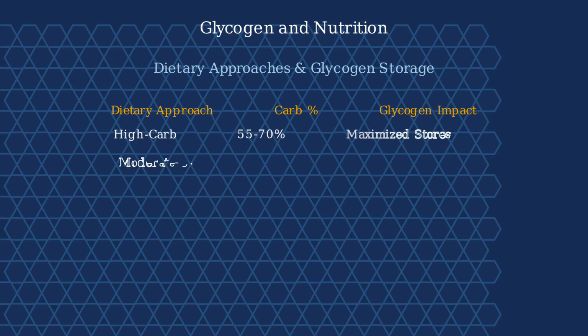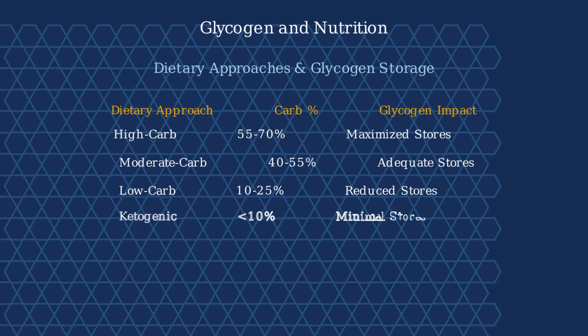High carbohydrate diets containing 55 to 70% carbs maximize glycogen stores. Moderate carbohydrate diets provide adequate stores, while low carbohydrate diets significantly reduce glycogen capacity. Ketogenic diets with less than 10% carbohydrates result in minimal glycogen storage.